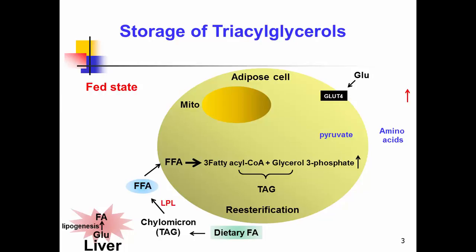And before fatty acids can be used for synthesis of triglyceride, fatty acids need to be activated, remember? So they are activated to fatty acyl-CoA by an enzyme called fatty acyl-CoA synthetase. So this is the storage of fatty acid as triglyceride that occurs in the fed condition.